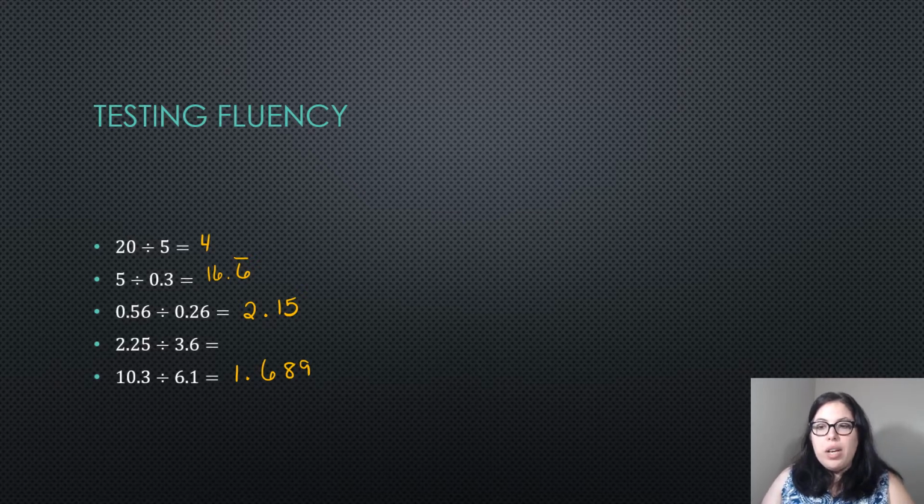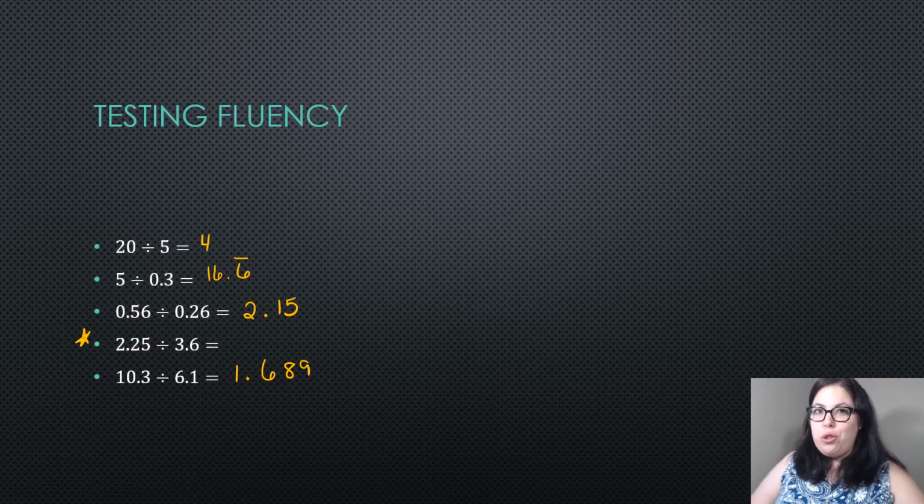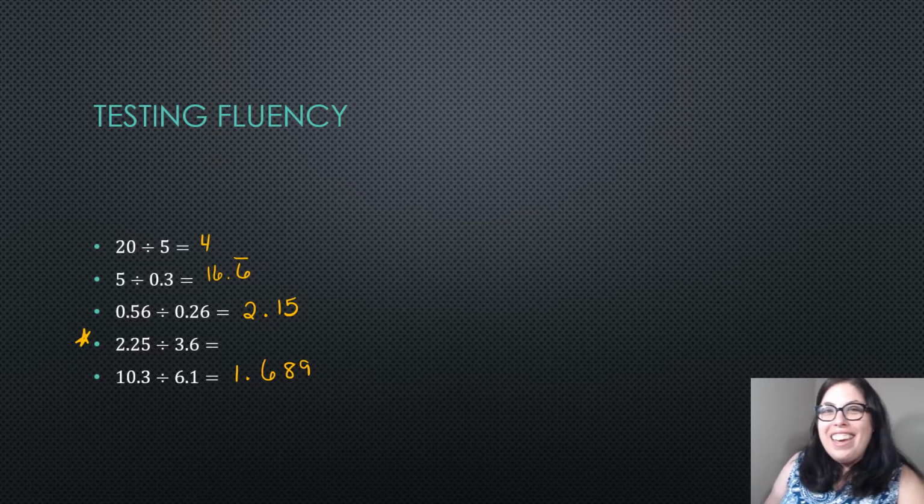All right, so we fell kind of in the middle of these, but we got to think about what we're trying to do. We're trying to cut that 10.3 up. So now let's use this as our testing fluency question. All right. So I have 2.25 candy bars, 2 candy bars, and 0.25, which is 1/4, by the way, of another candy bar. And I want to put them in groups of 3.6.